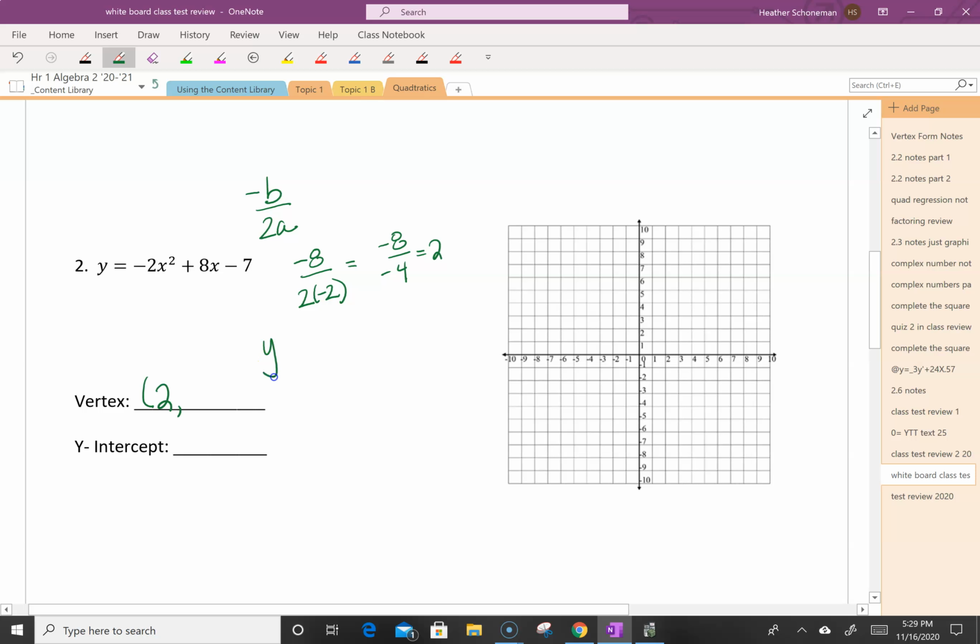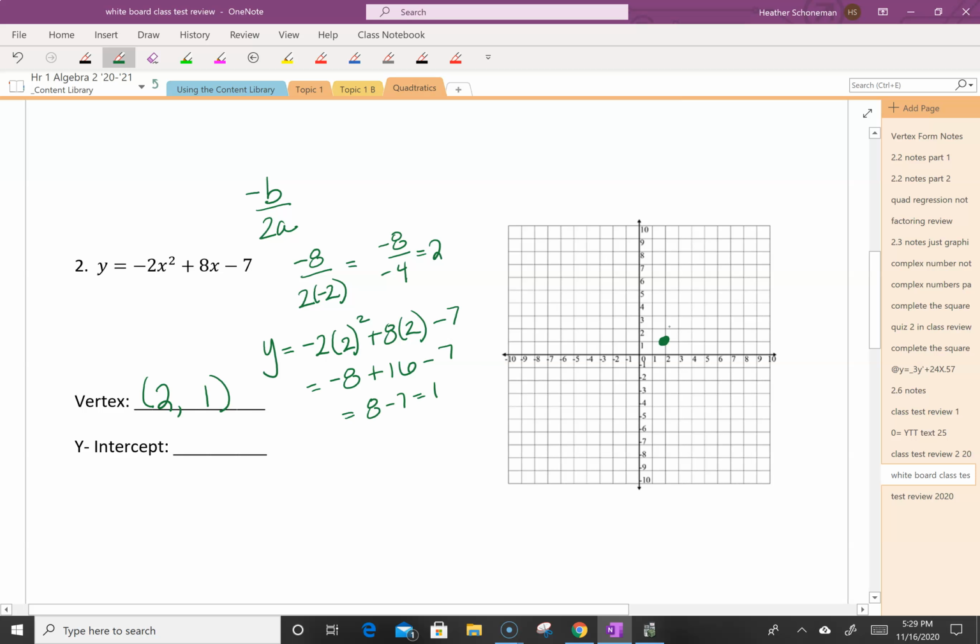To find the y, I have to take that 2 and plug it in. So I have -2 times 2 squared plus 8 times 2 minus 7. First we'll take the 2 and square it, which is 4, times the -2 is -8. 8 times 2 is 16. Minus 7. -8 plus 16 is 8. Minus 7 is 1. So the vertex is at the point 2, 1.